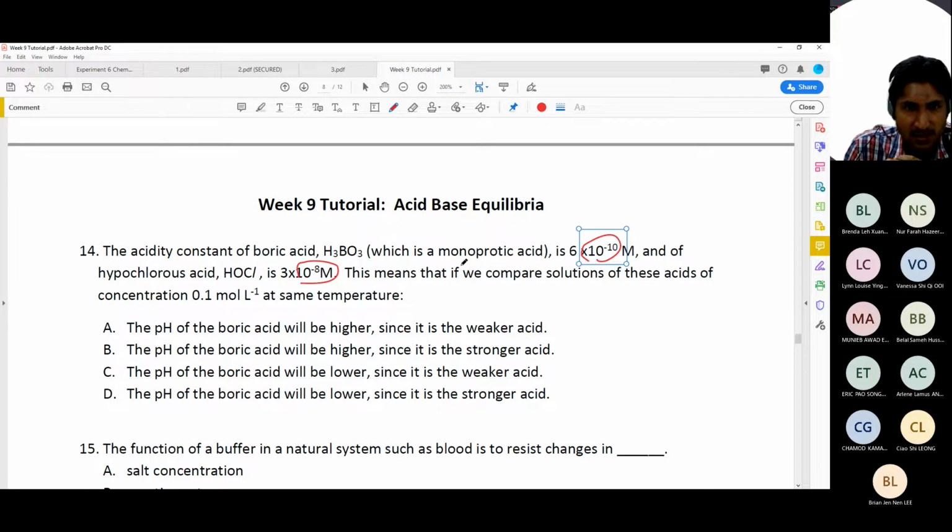Boric acid, H3BO3. This is quite good as a disinfectant, to kill the germs, I think. So this boric acid is quite good.